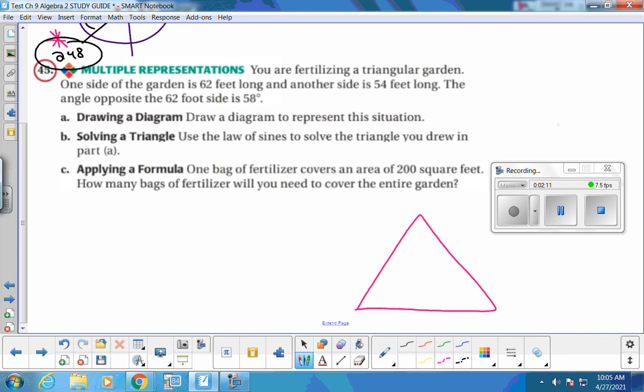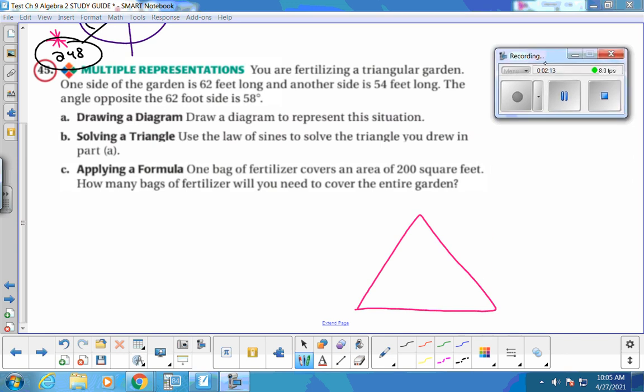All right. So you're fertilizing a triangular garden. One side of the garden is 62 feet long. Another side of the garden is 54 feet long. And the angle opposite the 62 is 58 degrees, so it's going to be down here. Part A, draw the diagram. Done. Part B, solve the triangle.